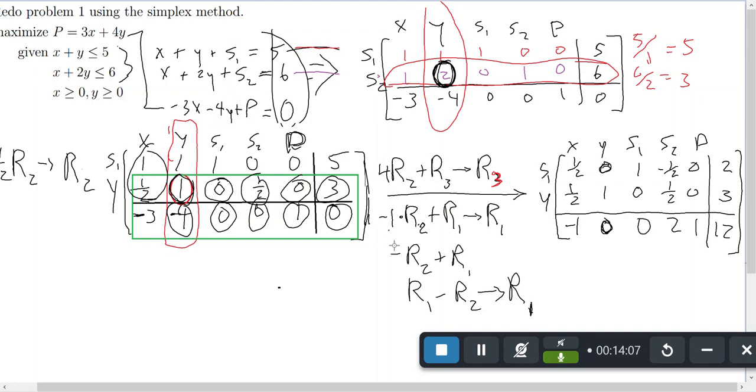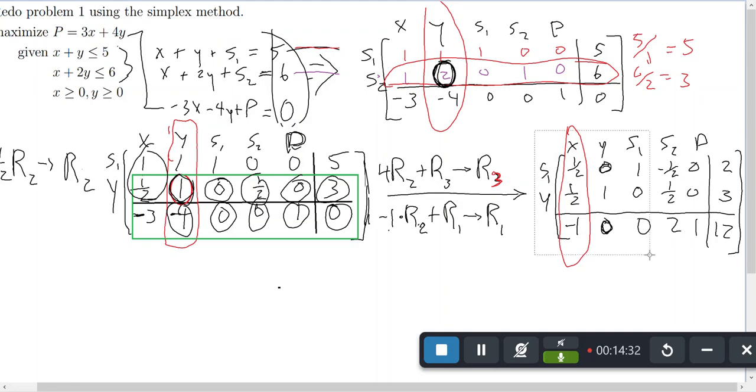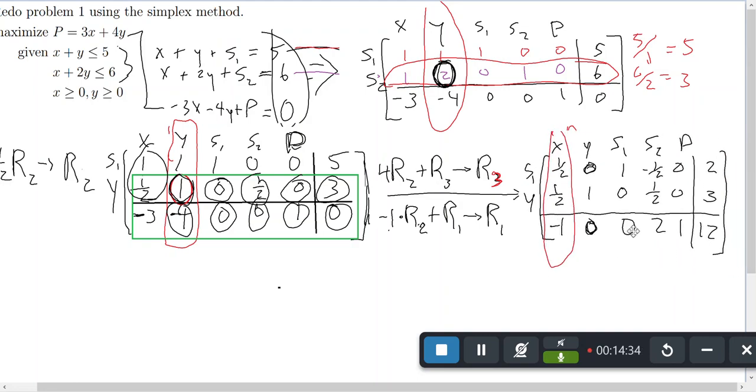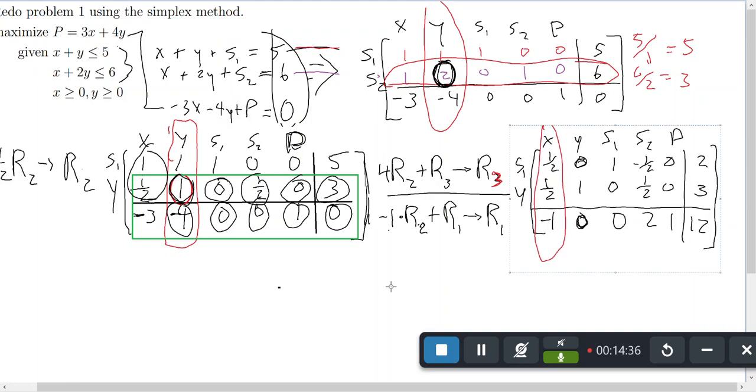So let me just get this stuff out of the way. Okay, so now we're done with that pivot operation, and the question at this point is, in that bottom row, do we have any more negative numbers? And the answer is yes, we have one. So this column becomes my new pivot column. We're going to want to find the pivot row. Let me scoot this over, make some space for myself, form some ratios.